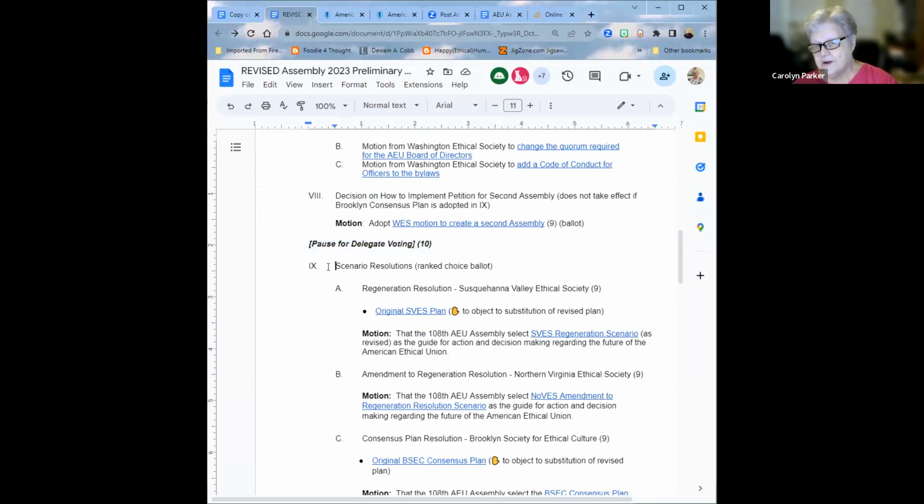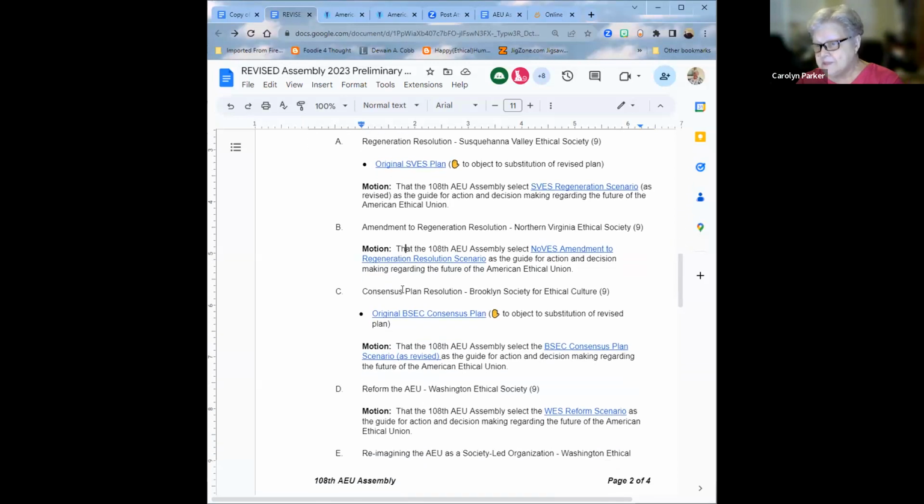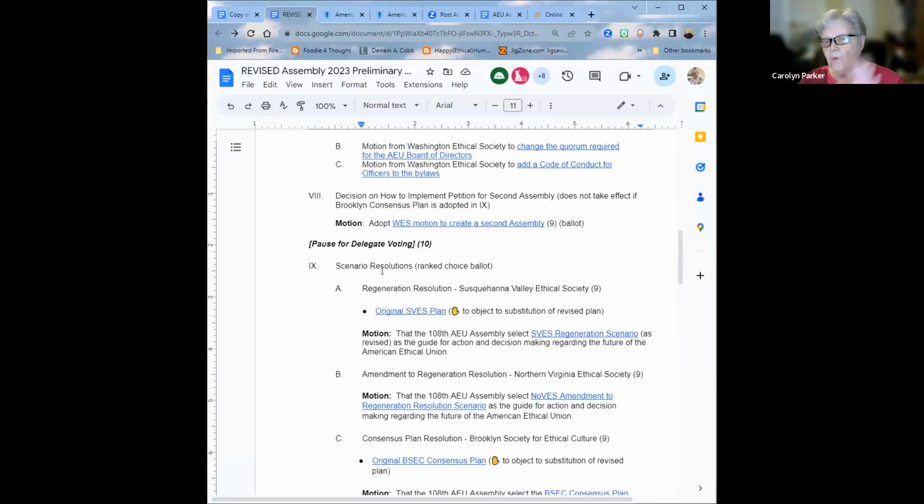And then we come to the scenario resolutions. There have been some amendments, and we're going to have to agree that we will accept the amendments that were made by the makers. Susquehanna Valley, for example, submitted a resolution and then revised it. Do we accept that revision? Okay, if there are no objections, we'll be good. We'll take the revised version. But Northern Virginia has proposed some amendments to that original version. So we have to vote on that separately as well. Each of these things will be explained as we go through. When we get there, we're also going to be able to talk about these things.